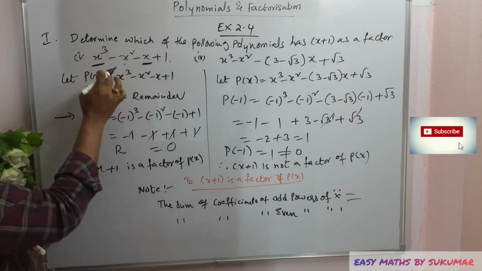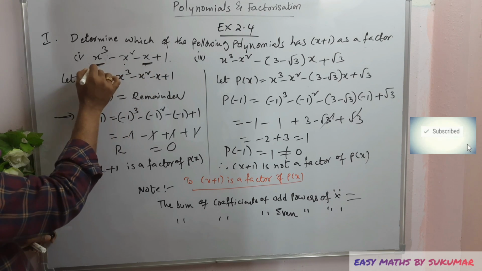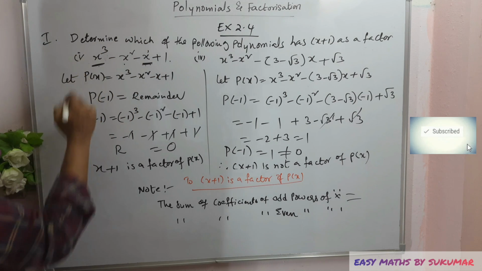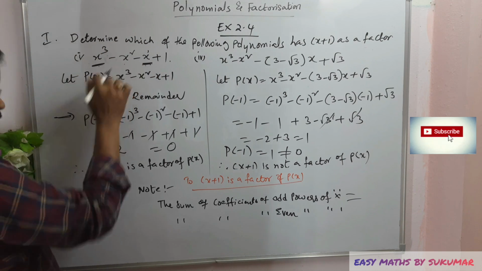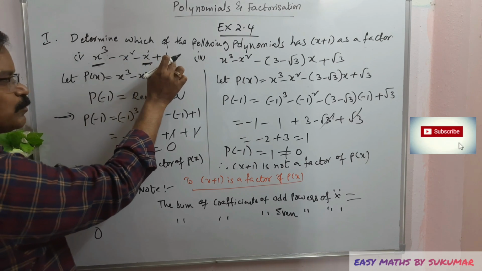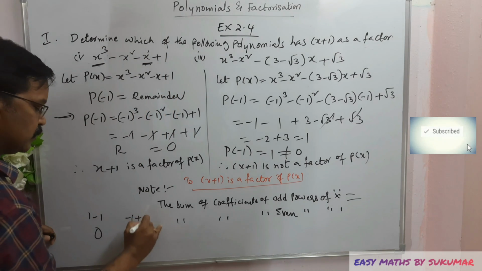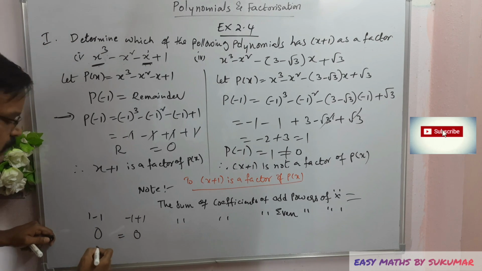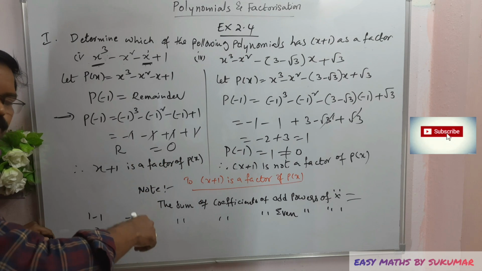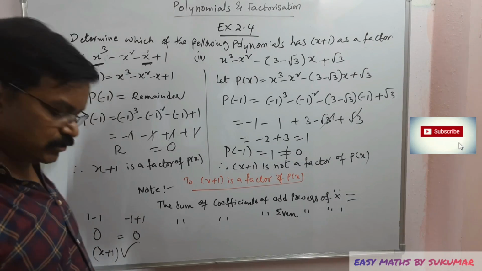Right, here take the odd powers and even powers. These are odd powers: x cube and minus x, that means power 1 is there. What are their coefficients? 1 and minus 1, and 1 minus 1 is 0. Coming to the even powers, minus x square and the x power 0 term, which is also considered even. That means minus 1 plus 1, so this is also 0. The sum of the coefficients of odd powers and the sum of the coefficients of even powers are both equal. Therefore, the conclusion is x plus 1 is a factor.